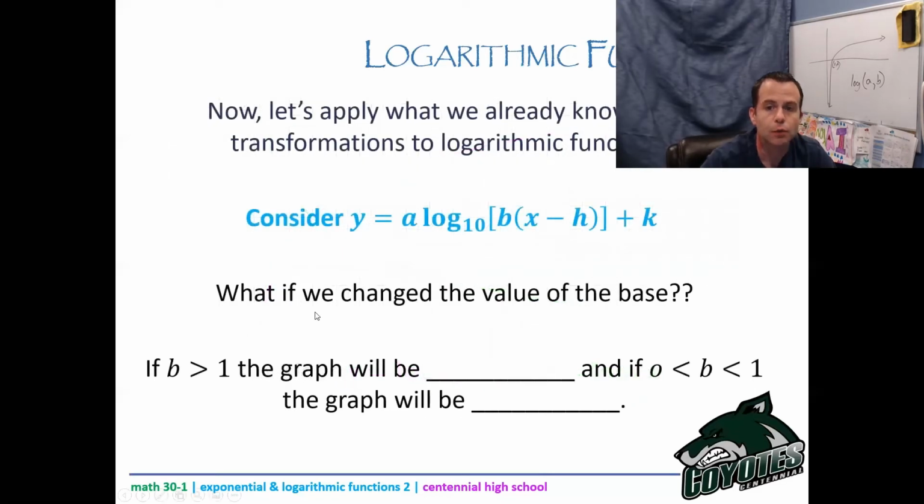So what if we change the value of the base? Well, if b is greater than 1, now just a quick little conversation about that. We are not talking about that b there. This here is the standard b in an equation. It's not the b that's involved in transformations. Okay, so the standard equation would be log base b of whatever. So if b is greater than 1, the graph will be increasing. And if b is between 0 and 1, the graph will be decreasing. Okay.